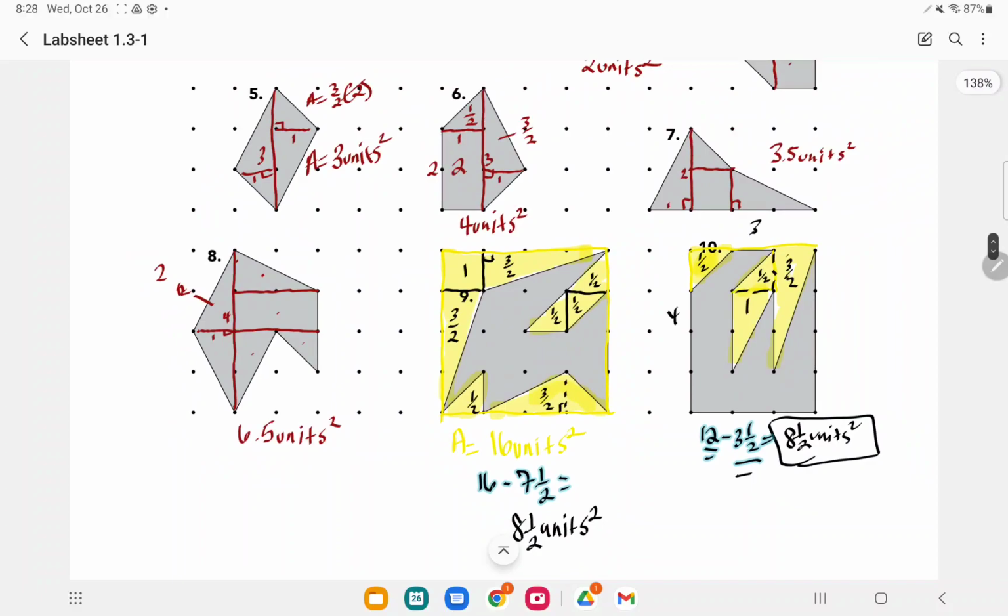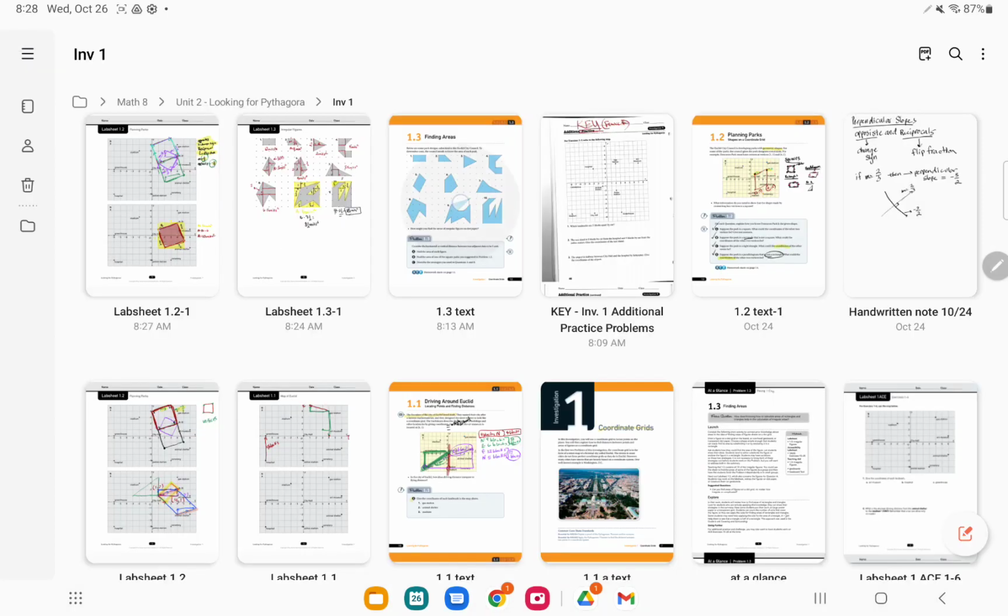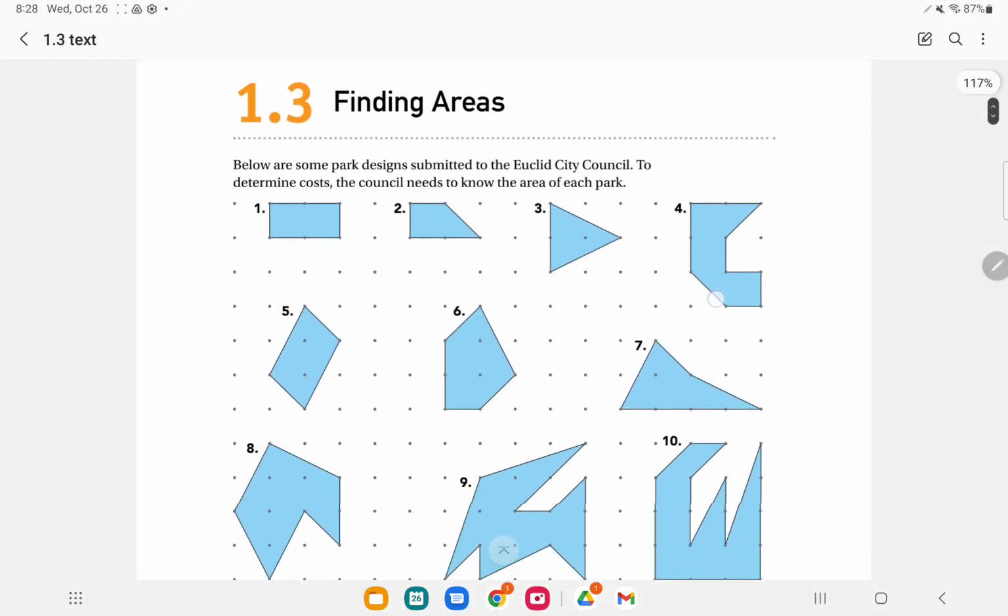It's very important that we take the time to write out in words what we're doing so we can better understand it. And then if our friends ask us how we got that, then we can better explain it to them. And that is it for 1.3, Finding Areas.